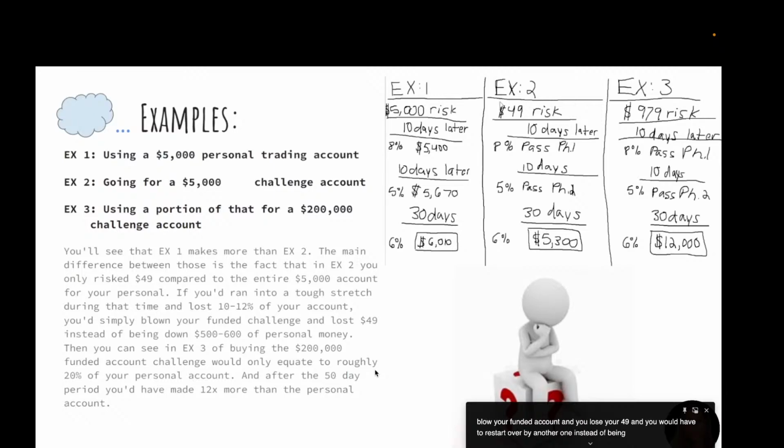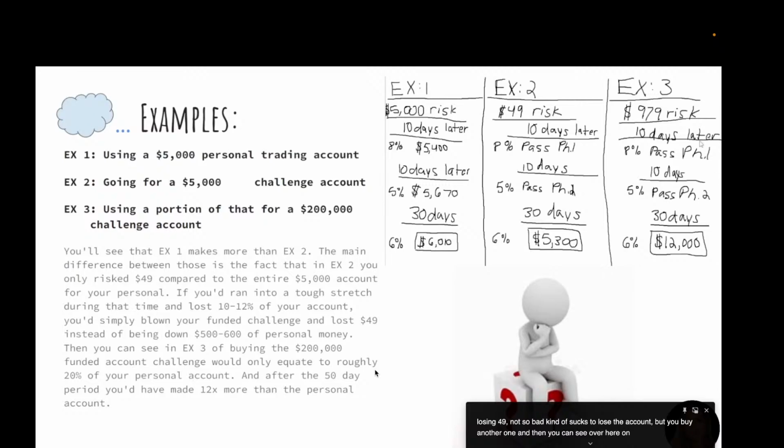Instead of being down like $500 to $600 of your personal money. And that can be kind of hard to see, especially if you're having a losing streak. It can mess with you mentally. You can start making some bad decisions. You might start to revenge trade or something like that. Whereas if you're only losing $49, not so bad. Kind of sucks to lose the account, but you buy another one.